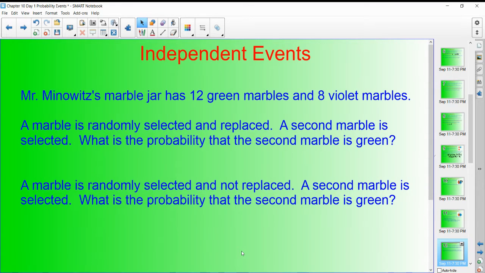Now let's look at independent events. Let's take and explore this case. So I have a marble jar. It's got 12 green marbles and 8 violet marbles. And I have two different cases. Please read them. Write down what you think the probabilities are, and we can discuss them.